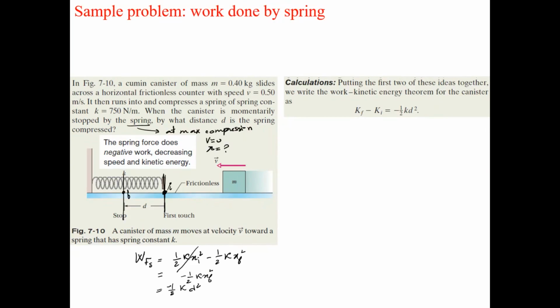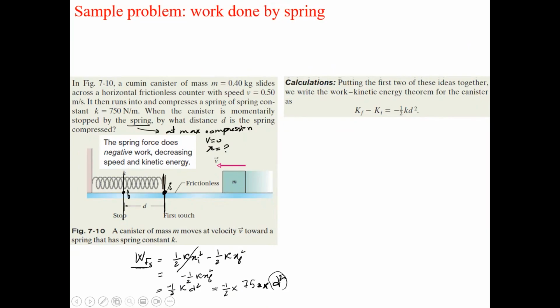So this is the work done by the spring force. I know k, so I can write this as minus half times k, which is 750, times d squared. What remains is to know the work done by the spring force by some means to be able to deduce d, which is what we want in this question.